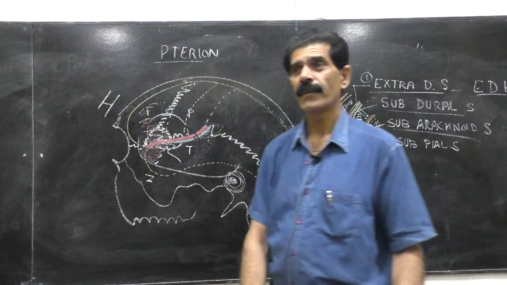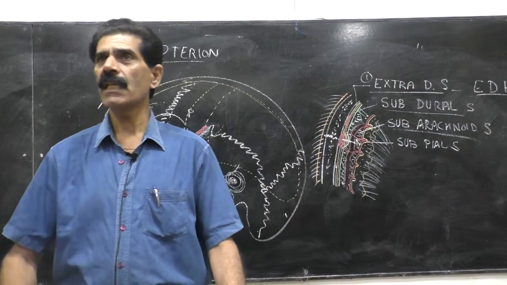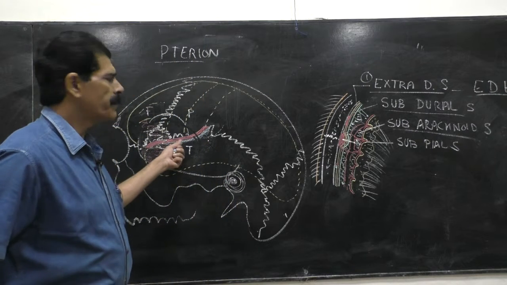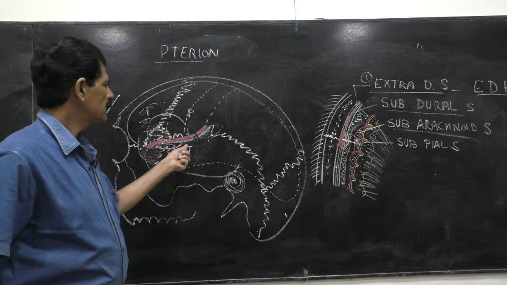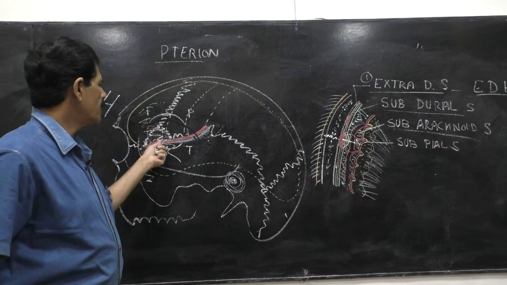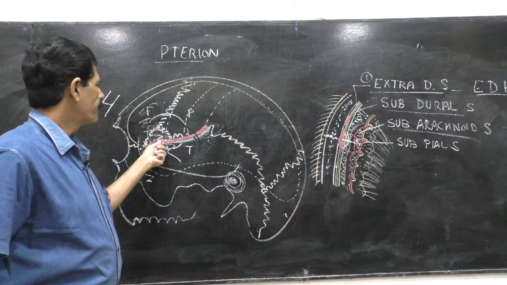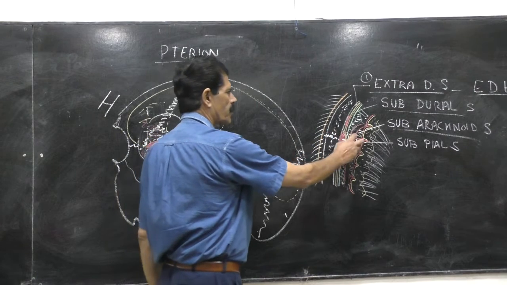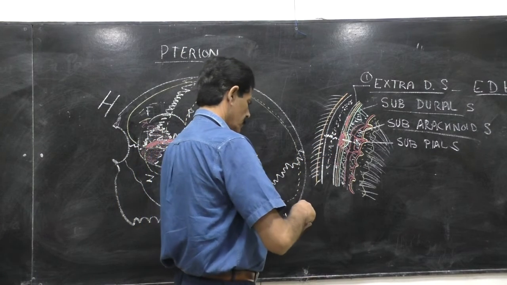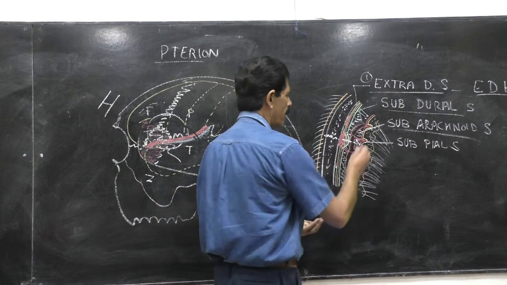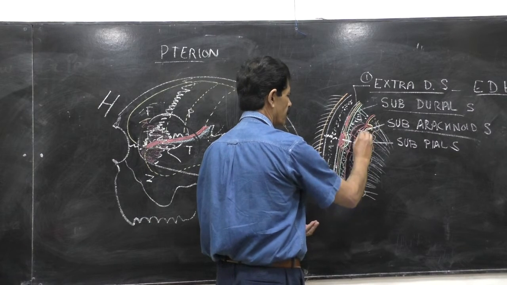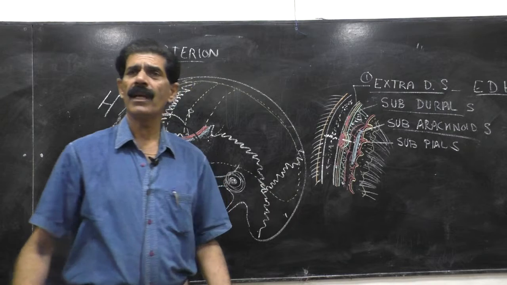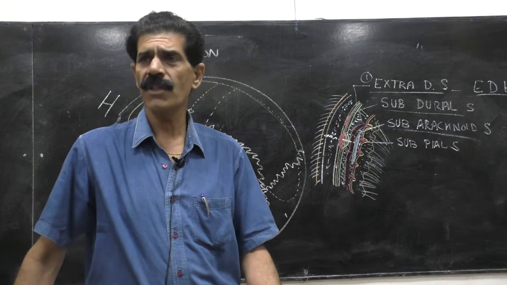So this hematoma will increase in size, it will press the brain, and the symptoms will appear. As we know, below the meninges, in the subarachnoid space, what lies? The middle cerebral artery and middle cerebral vein. So this extradural hematoma will press the blood vessels and occlude their circulation.